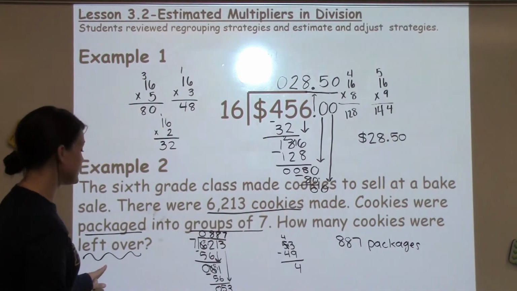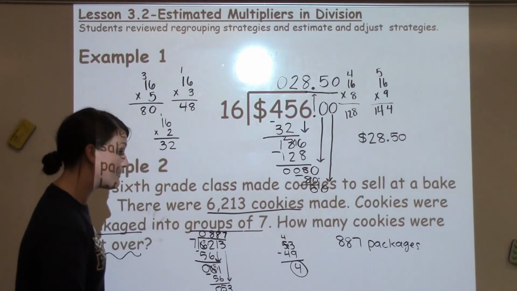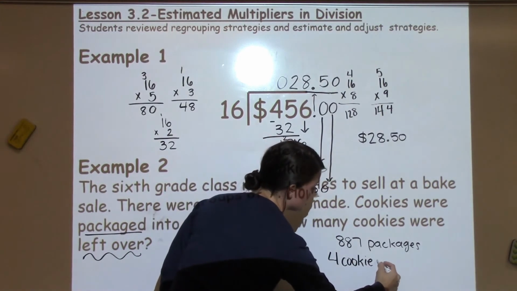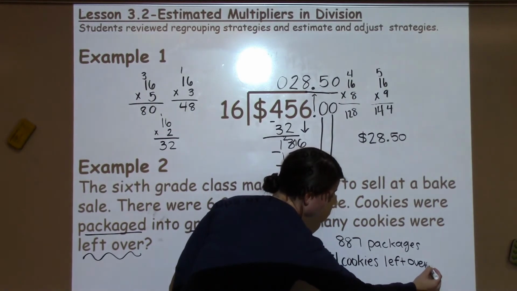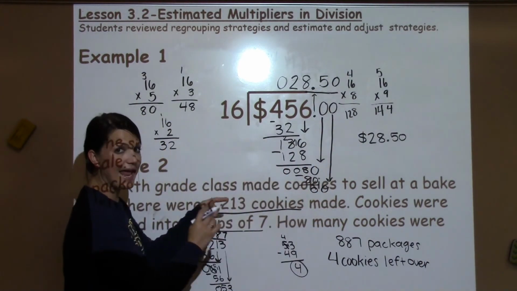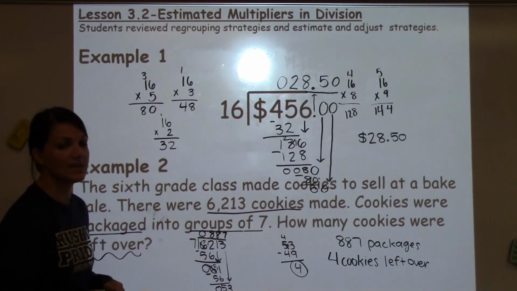It says how many cookies were left over. That's my remainder. That's what's left at the bottom. There are 4 cookies left over. I had to do the whole problem to find that answer, but then it's important to talk with students about does their answer actually answer the question that's being asked, because sometimes they like to just take what's on top.